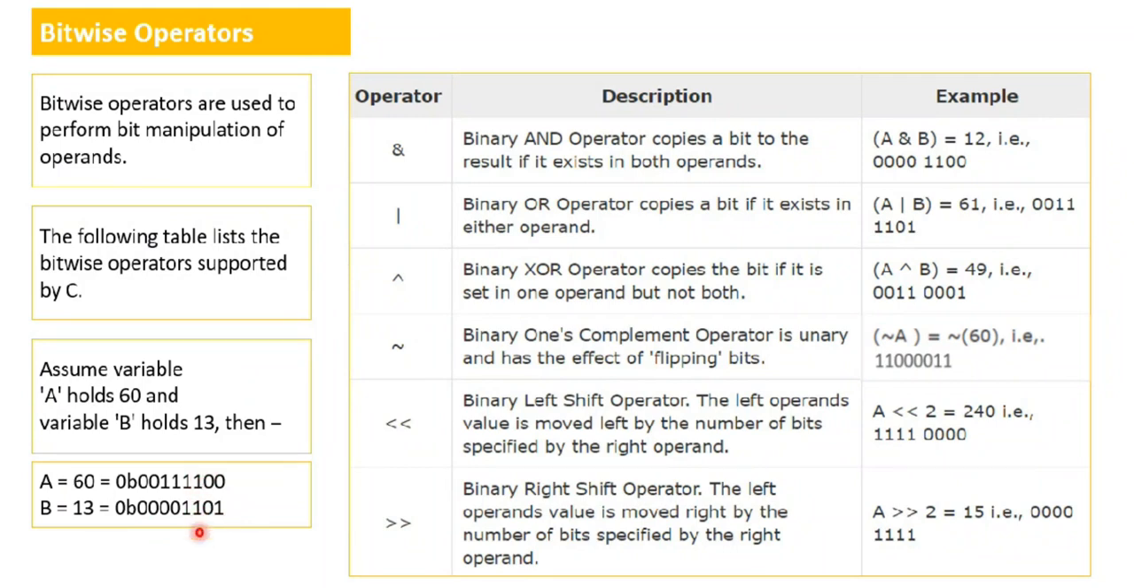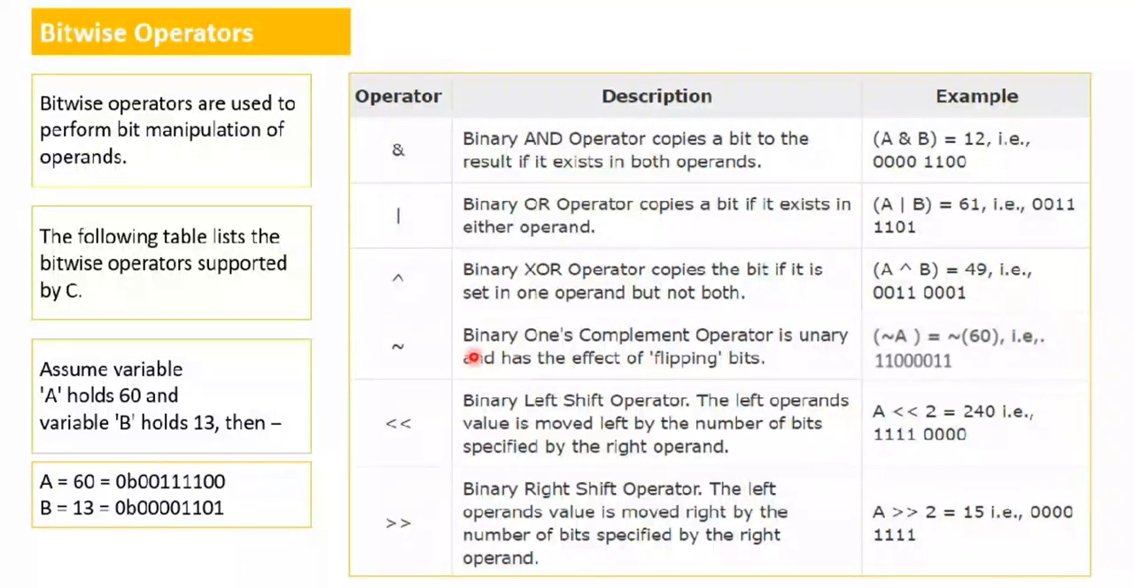If both are 0, the output is low. If both are 1, again the output is low. If it is 1, 0, the output is 1, and so on. So we get the output 0, 0, 1, 1, 0, 0, 0, 1, which is equivalent to 49.